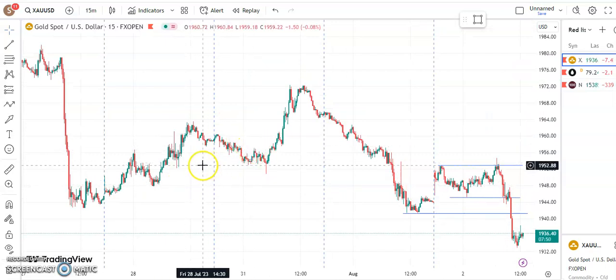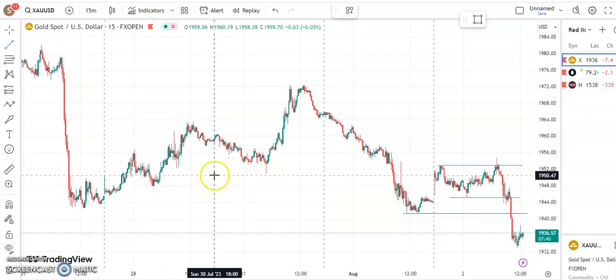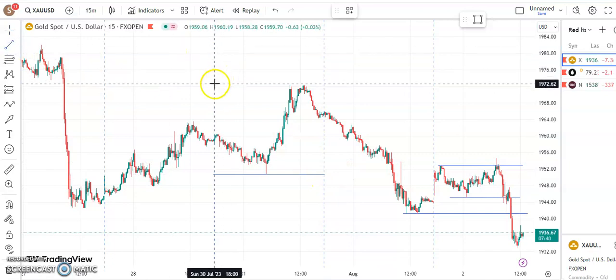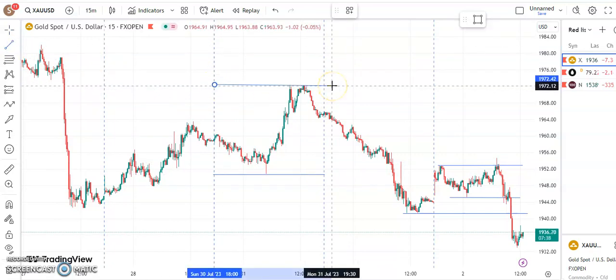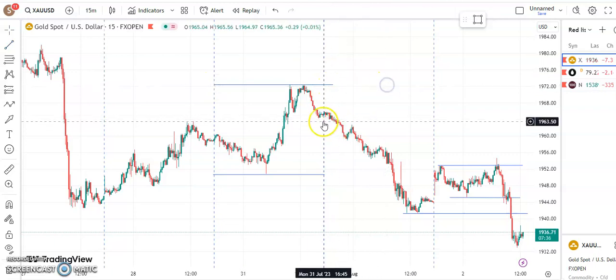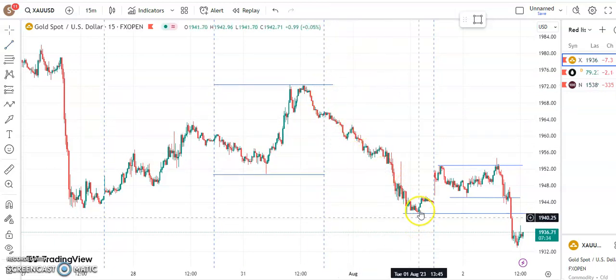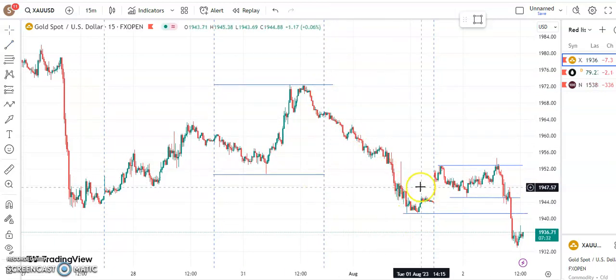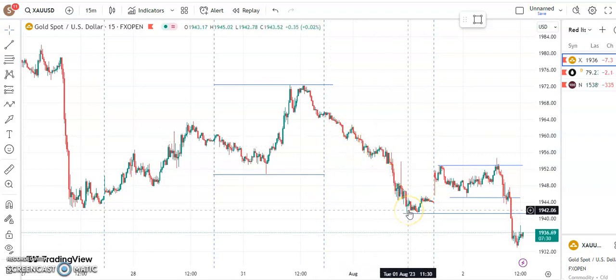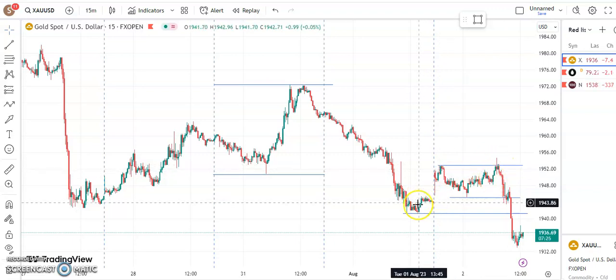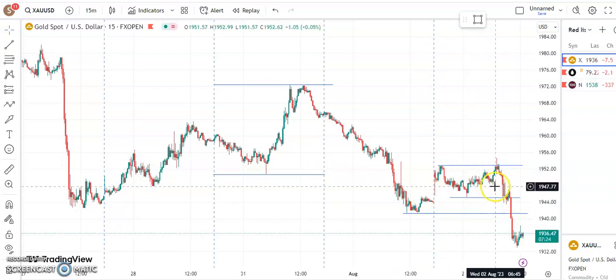So as you can see, this is Friday, this is Monday. Monday sets the high and the low of the week. Alright, and then what happened? The market broke down and closed below the previous day's high. So this is day one. Alright, of course after day one we go to day two.